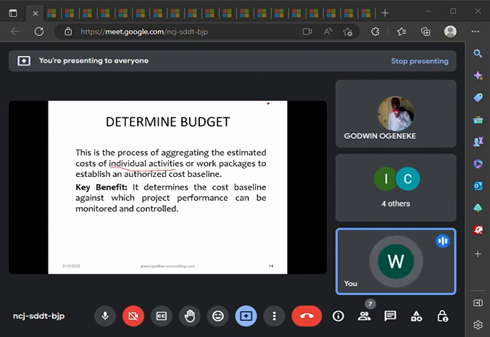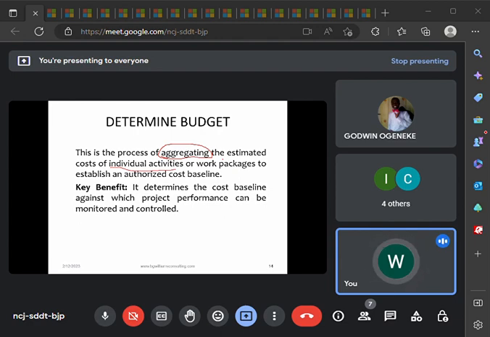Okay, determine budget. So determining budget is more like when you sum up the cost of each of those individual activities you have estimated. So summing up of all the estimation is called determine budget, or getting to know the budget for your project. Do you get it now? What is the technique used? The technique used is called aggregating. All right. So the process of aggregating the estimated cost of individual activity or work package to come up with the cost baseline or the authorized cost for the project is what we mean by determining budget.